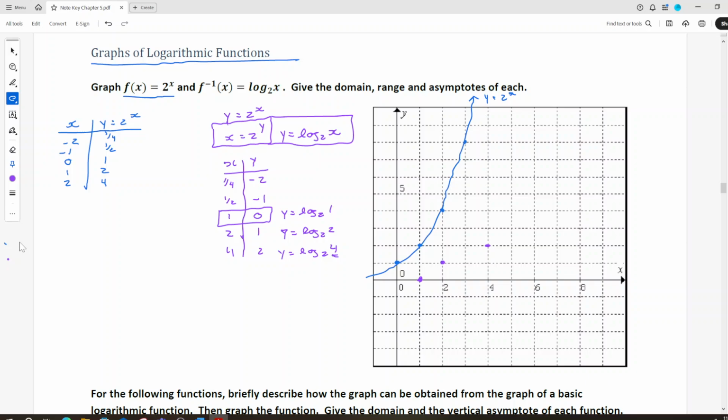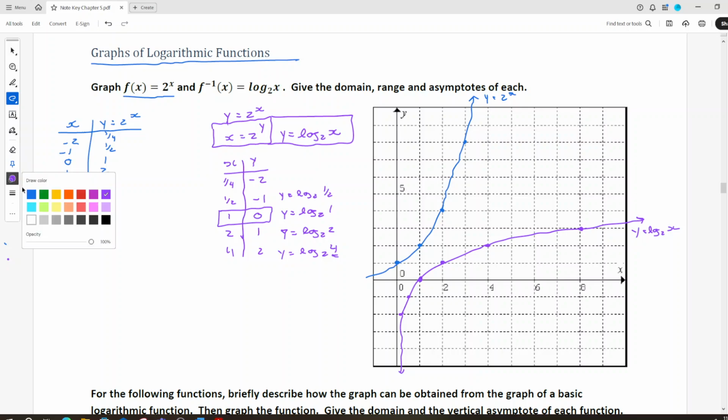And then we go towards the other way. So when we say y equals log to the base 2 of a half, 2 to the -1 is a half. So when x is a half, y is -1. And then lastly, when x is a quarter, y is -2. So we get this shape. And we could even put 8, 3 in here if we wanted to. This is y equals log to the base 2 of x, which is the inverse of y equals 2 to the x. Okay. Now, let's just talk for a second about domain, range, and asymptotes.